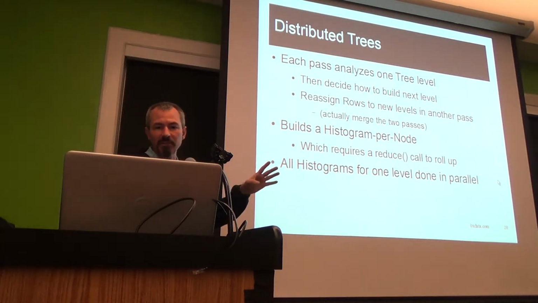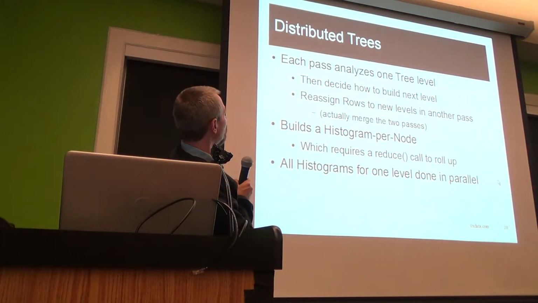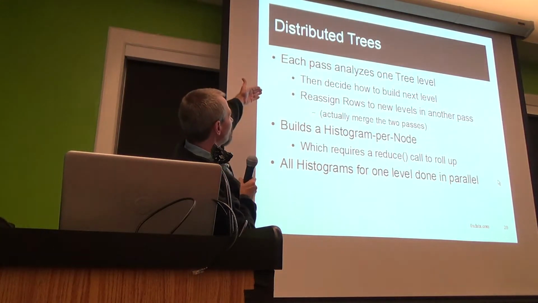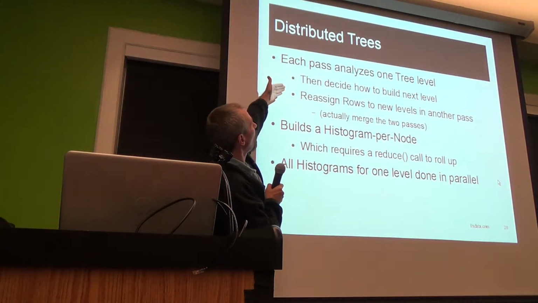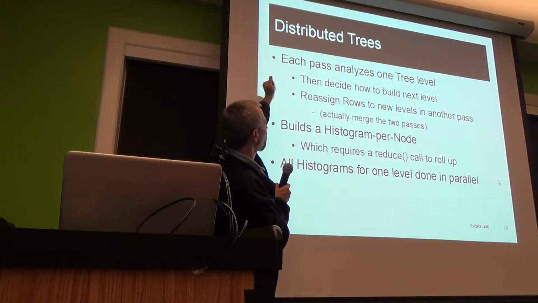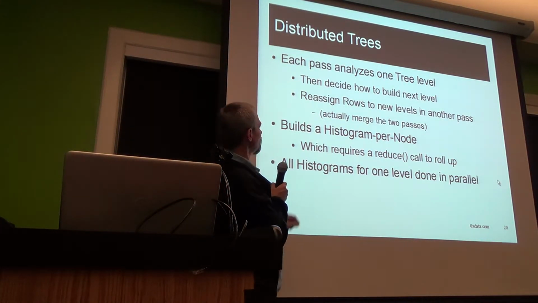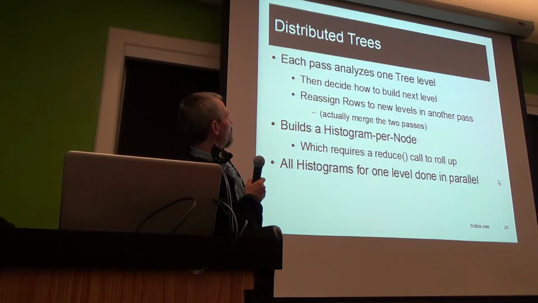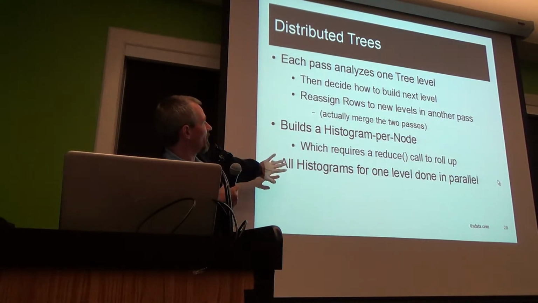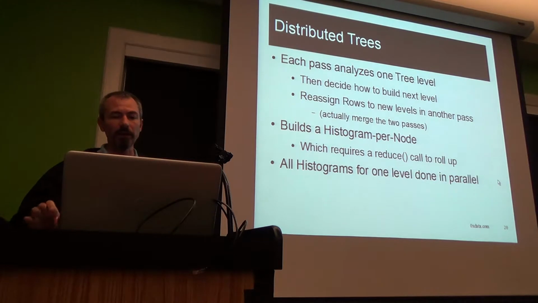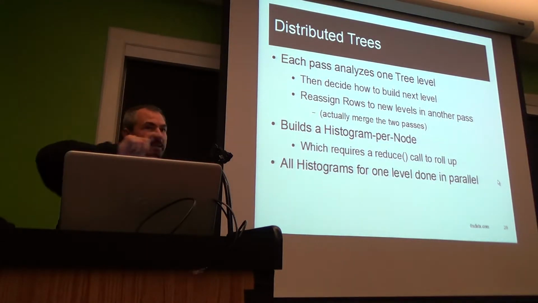Okay, so we talked about this already, so maybe I'll roll through it pretty quick. Layer at a time in the tree. Use that one tree to decide how to build the next level. Reassign rows level by level as you go. There's actually only one pass there. And then end up building a histogram per node. All the histograms for one level are done in parallel, however many leaves are on the bottom of each of the trees.